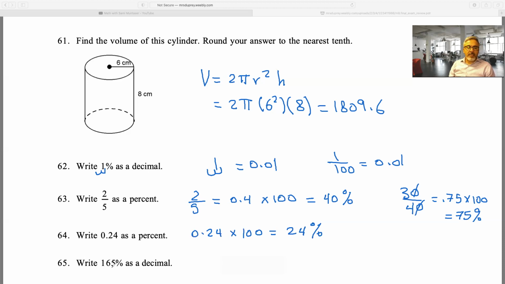All right, 165% as a decimal. Again, think the decimal is right there, and you move it 2 to the left, so that gives you 1.65. Or simply take the 165 divided by 100, and that will give you 1.65. Either or works, so it's your choice. Whatever method you like, just go ahead and do it.